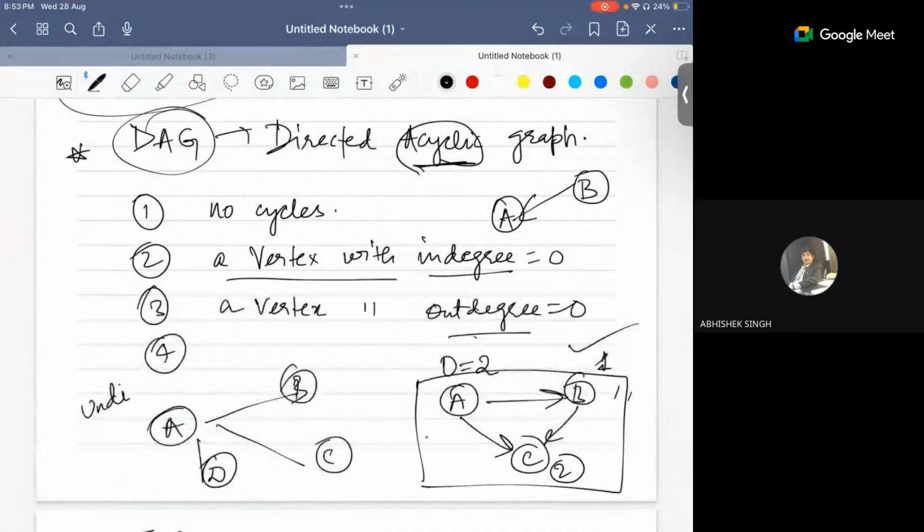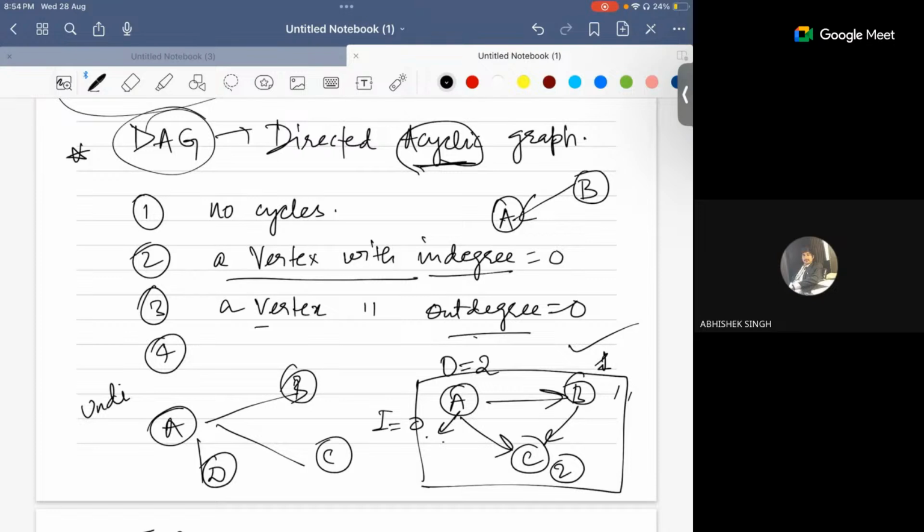Now, next part is in degree 0. So A is having an in degree 0, right? You are able to find one vertex with in degree 0. There is no edge that is pointing toward A, right? So A is having an in degree 0. Yes. That is also a feature of a DAG.